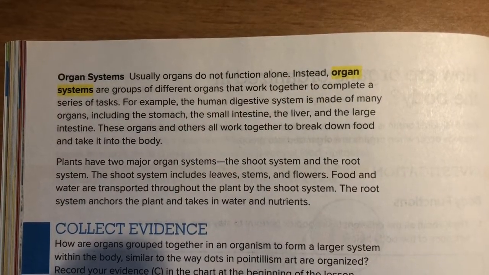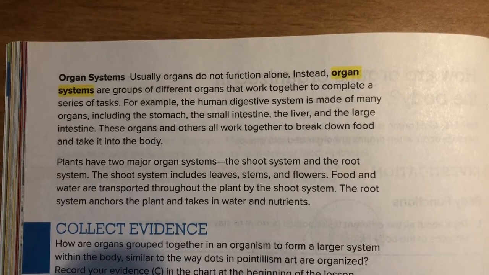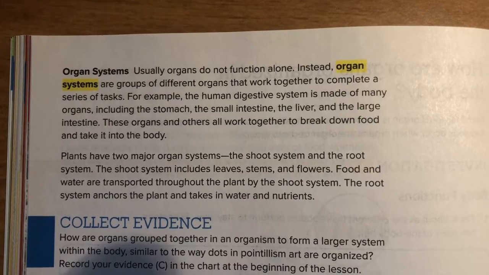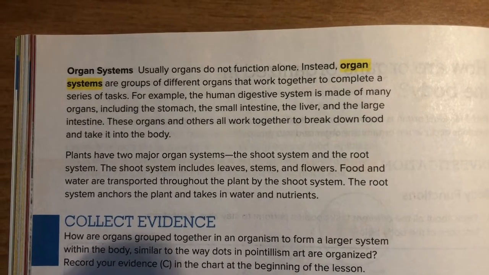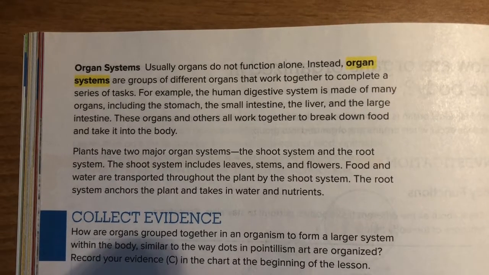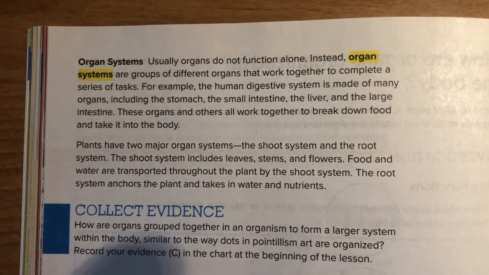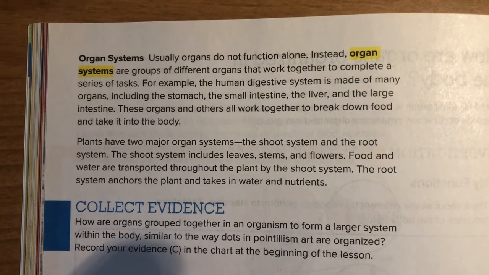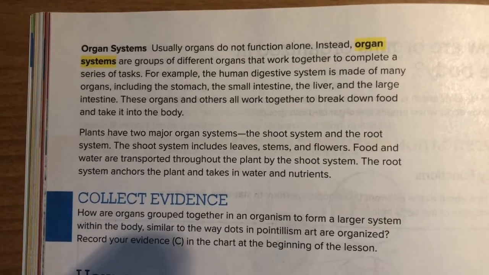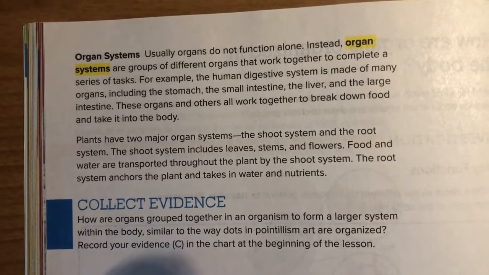Organ systems. Usually organs do not function alone. Instead, organ systems are groups of different organs that work together to complete a series of tasks. For example, the human digestive system is made of many organs, including the stomach, the small intestine, the liver, and the large intestine. These organs and others all work together to break down food and take it into the body.